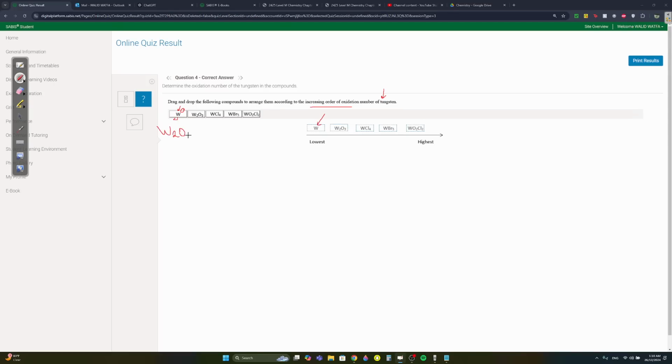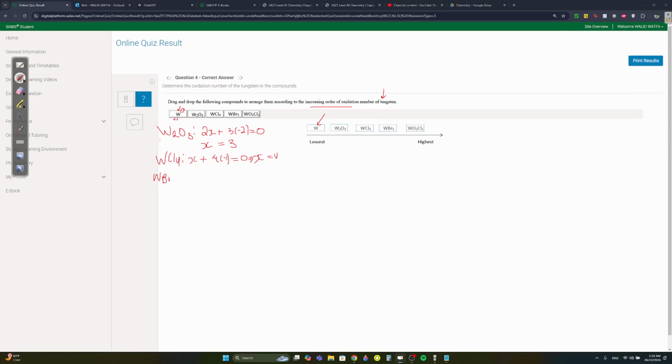Let's say W2O3. How much is it going to be here? W2, so it's 2 tungsten, so 2X, plus, what? 3 O's, so 3 times -2, equal to the total charge, 0. So you're going to get X is equal to +3. Then you have WCl4. X plus 4 times -1. Remember, Cl is -1. So you're going to get X equal to 0 because the total charge is 0, so X is equal to 4.